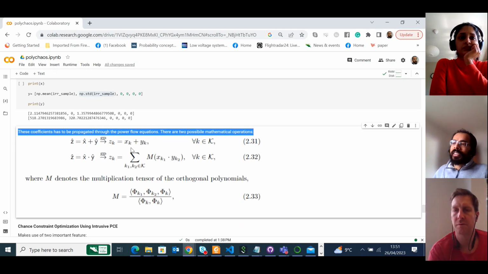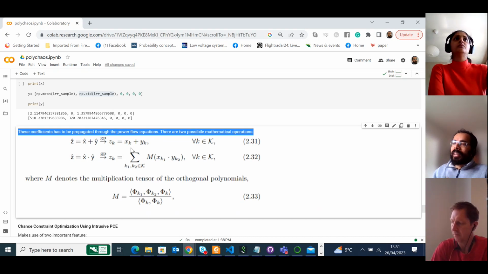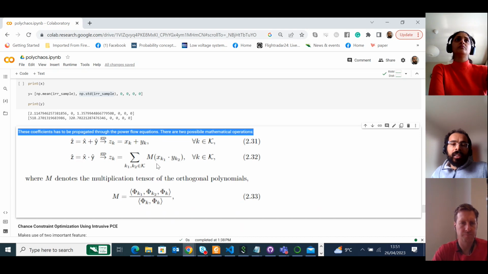So there are 6 coefficients. So you write 6 deterministic linear equations for all those 6 coefficients. But the tricky part is whenever there comes the multiplication, we of course multiply the coefficients. But then the trickier part here is this m.